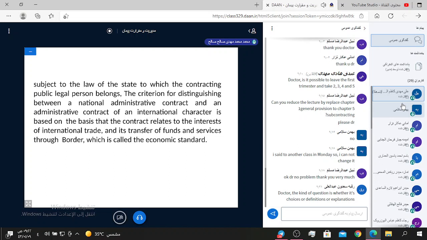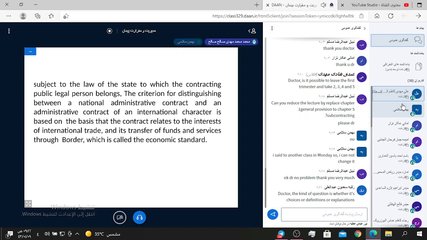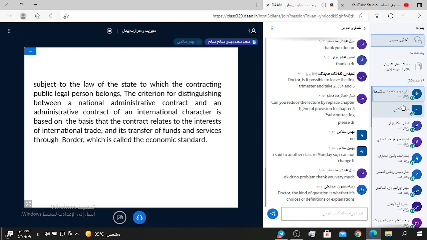The criterion for distinguishing between a national administrative contract and an administrative contract of an international character is based on the fact that the contract relates to the interest of international trade, and it involves the transfer of goods and services across borders, which is called the economic standard.